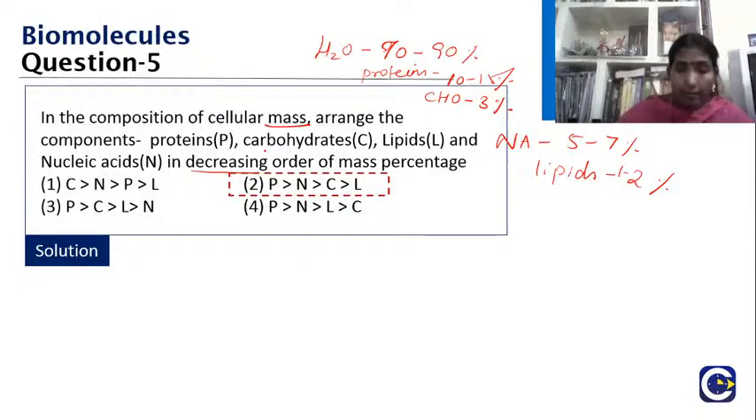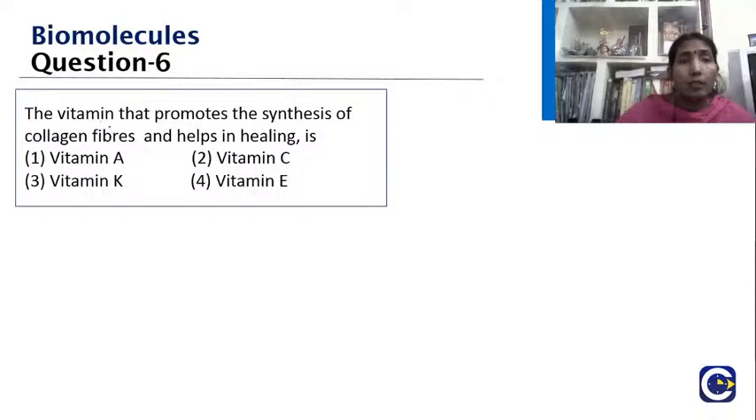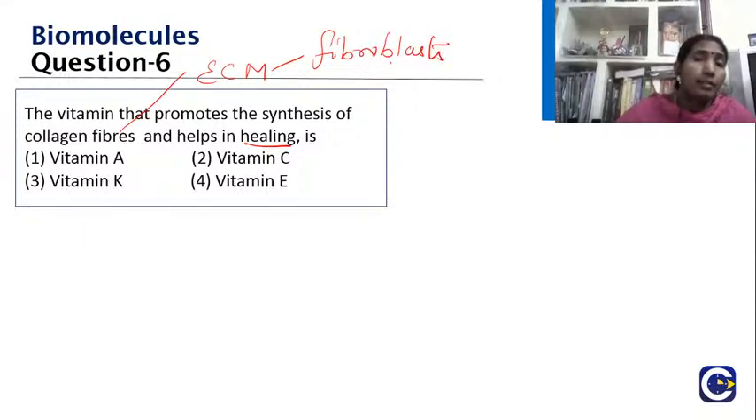Excellent Jeevita, you have given the right answer. Now coming to the vitamin that promotes the synthesis of collagen fibers. Collagen is a biomolecule that helps in healing. So which vitamin helps in the synthesis of collagen? We all know that collagen forms the extracellular matrix, which is derived from the fibroblast we saw in the previous session, and these are very much concerned with repairing and remodeling of the tissues. So, is it vitamin A, K, C or E? What should be your answer?